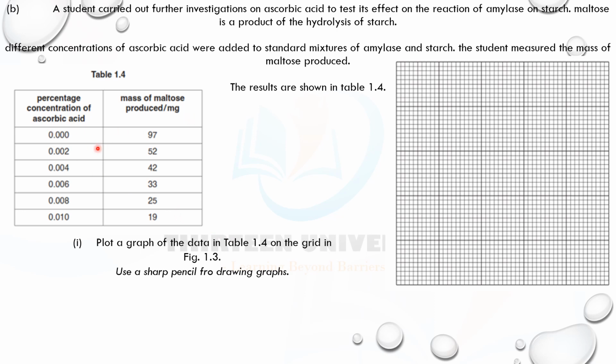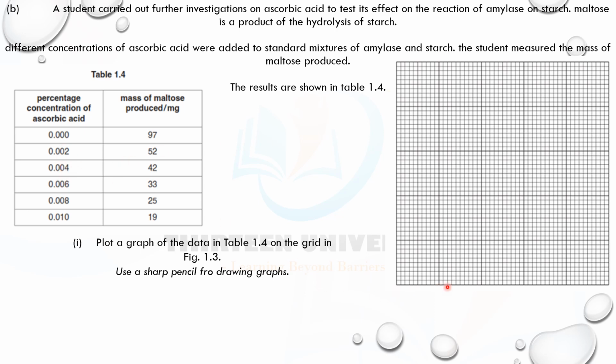What's the independent variable? The percentage. It should be on the x-axis. The independent variable should be on the x-axis. Write percentage concentration, and then write the unit. On the y-axis, mass of maltose. Write the unit too. So you choose a normal scale here.